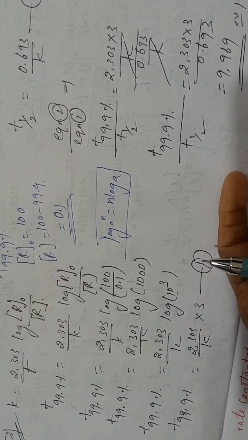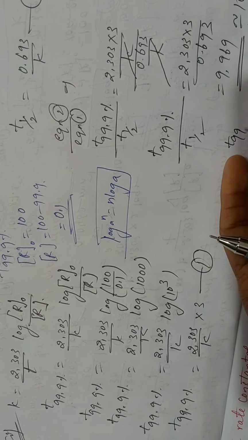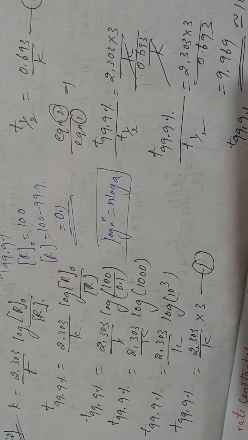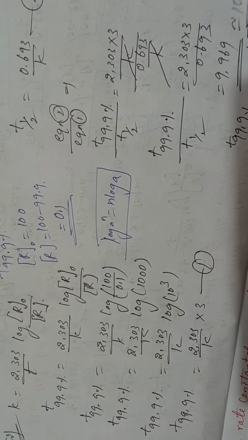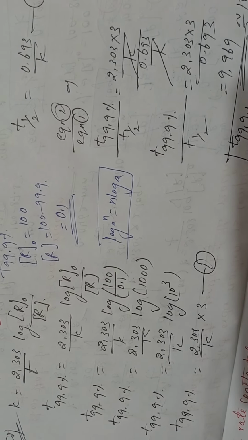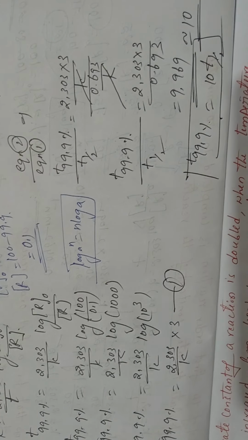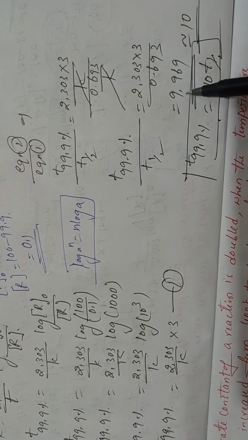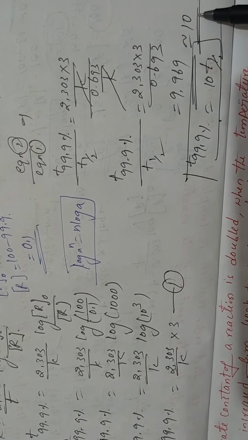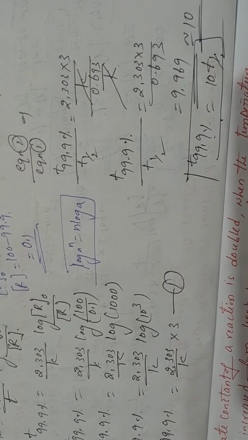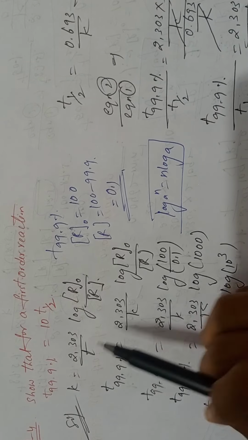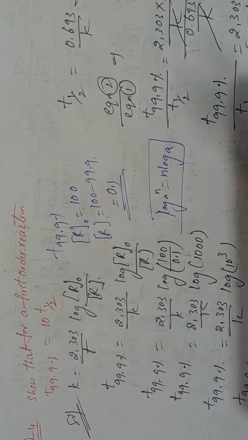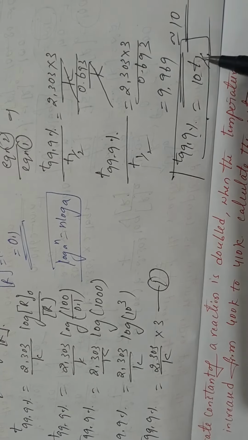So finally what we can write, students. T 99.9 percentage is equal to 10 into T half. Clear? So this is the relation between T 99.9 percentage and T half, students. Clear? This value we got is nearly equal to 10, so that's why we wrote this value. That only question, T 99.9% is equal to 10 into T half. We showed that one.